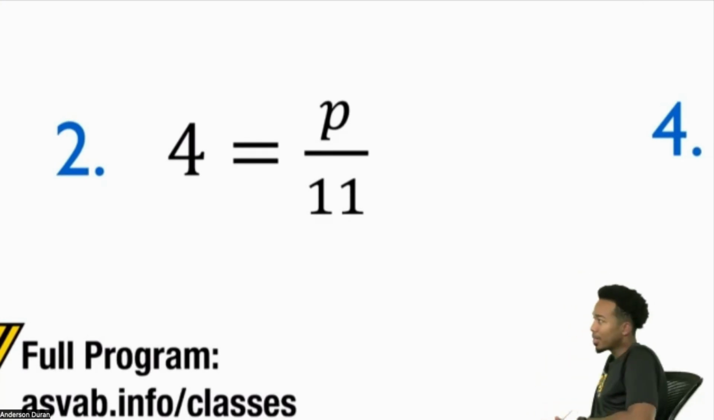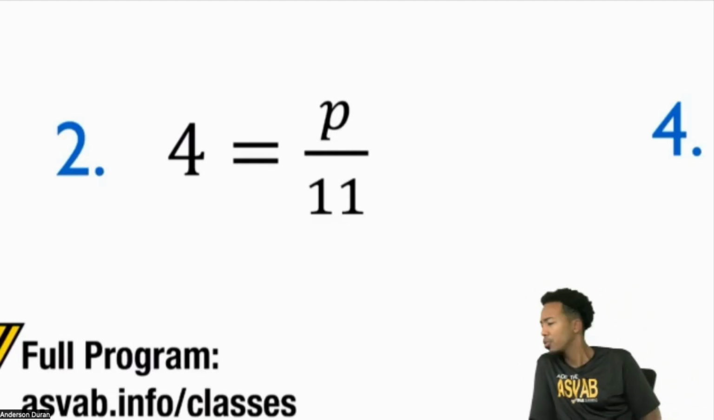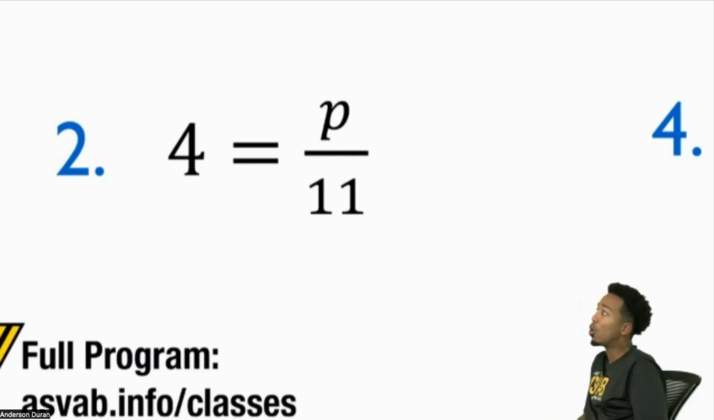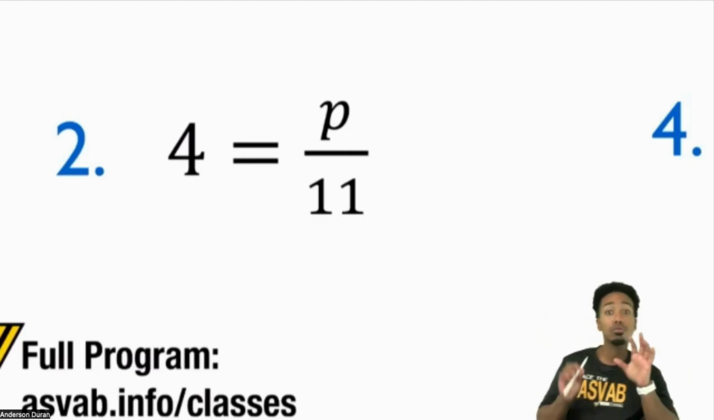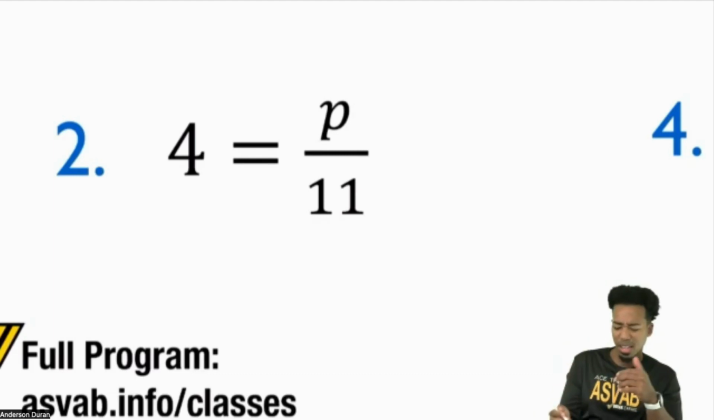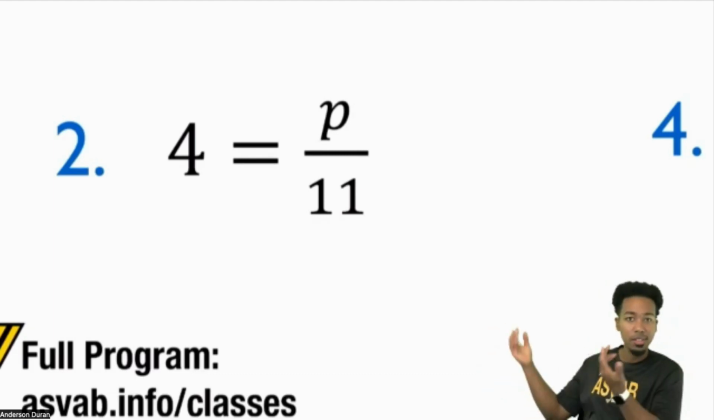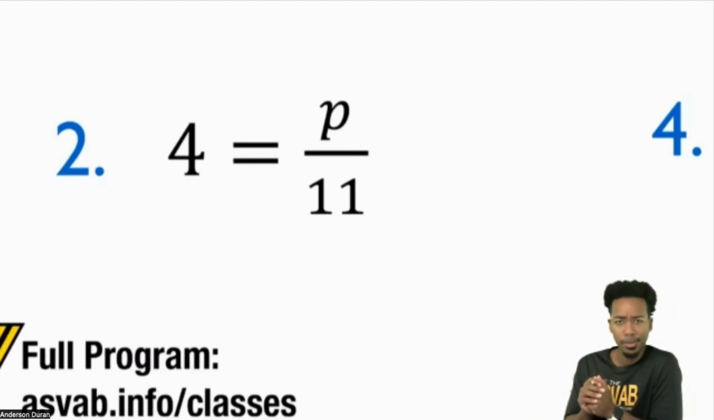So let's take a look at number 2 here. We have 4 equals P over 11. Like I said before, the first official step is just to take a quick look. Can you simplify anything? Not really. There's the 4 by itself, nothing to do there. P over 11, nothing really to do there. So we can just move straight along.